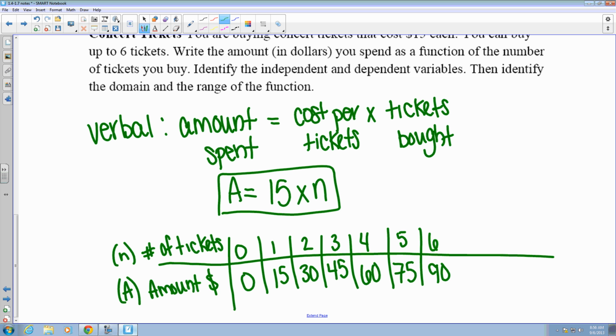The domain doesn't depend on anything. That's our independent variable. So the number of tickets doesn't depend on how much we spend. So we know this one's our domain. But the number of dollars that we spend does depend on how many tickets we buy, which is how we know this is the range.